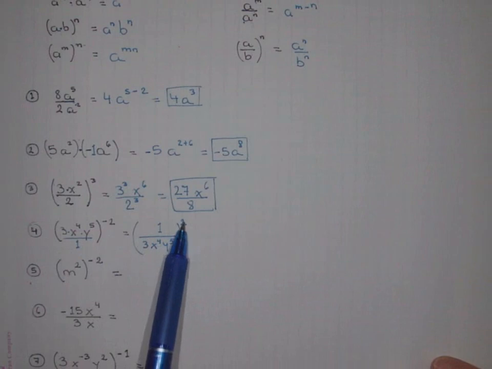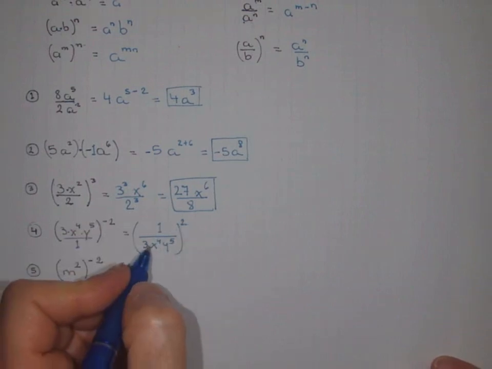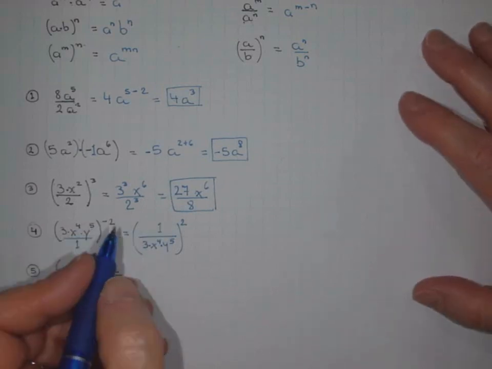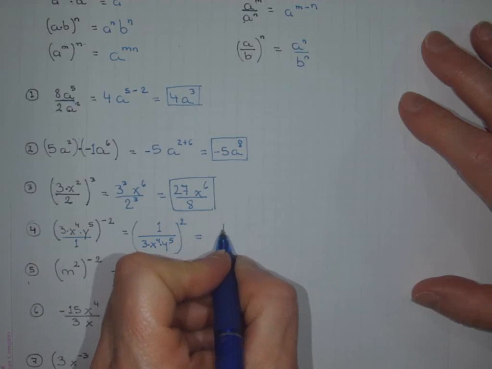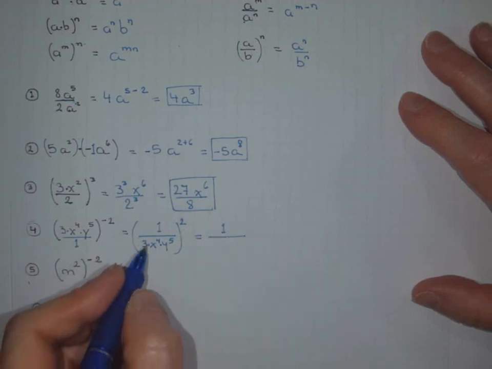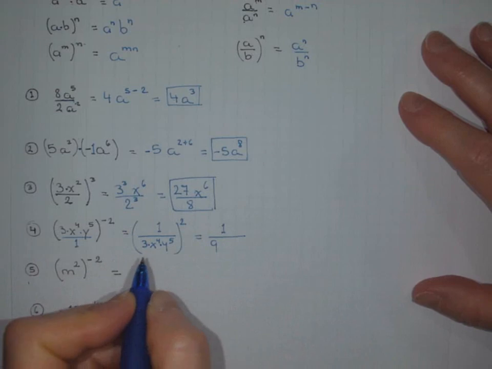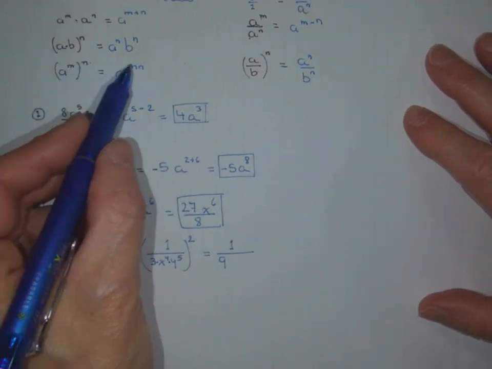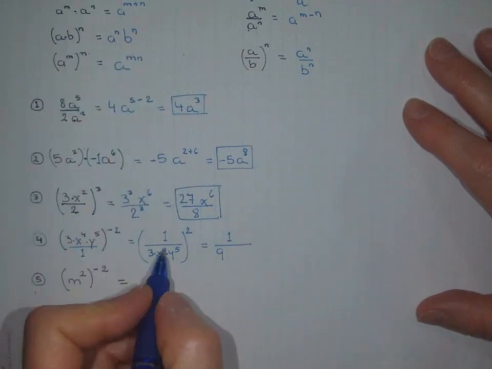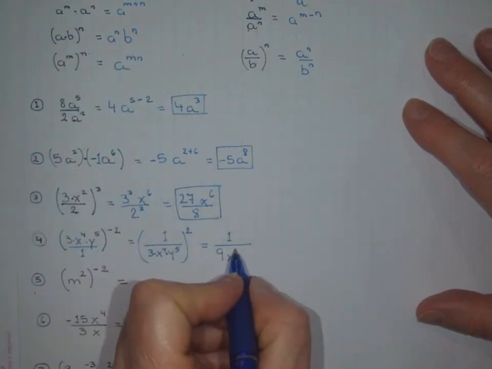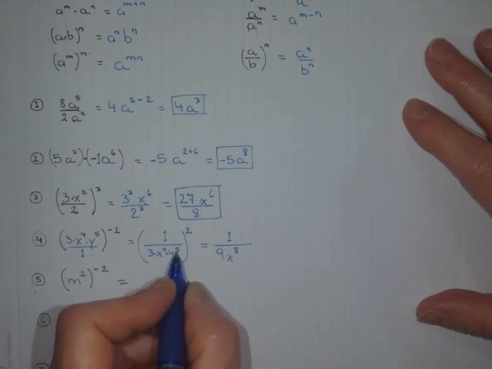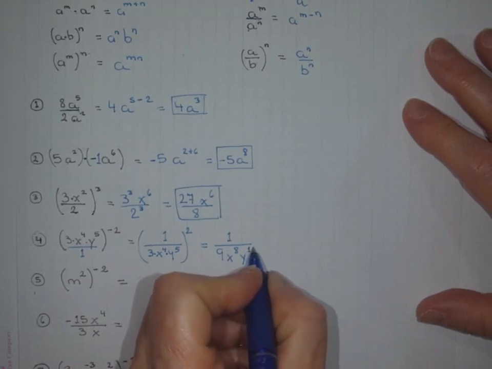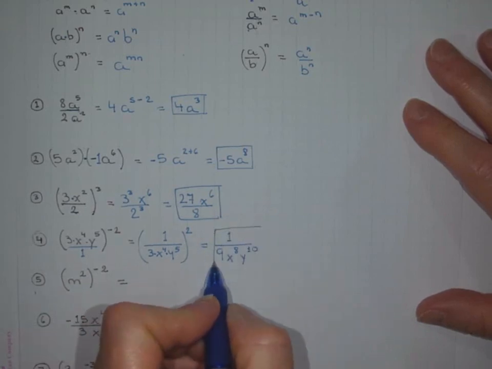And now that power of 2 has to be distributed to everything inside because it's a multiplication, not an addition anywhere. So we can actually distribute that exponent. Well, 1 squared is just a 1. 3 squared is 3 times 3, which is 9. X to the 4th to the second, that's a power to a power, so we're going to multiply the exponents. So 4 times 2 is 8, so x to the 8th. And then y to the 5th to the second, we multiply the exponents, so y to the 5 times 2 is 10. And that will be our answer. Okay.